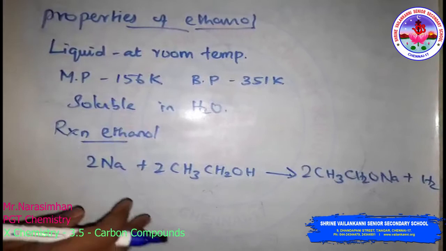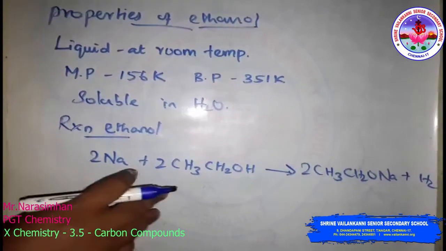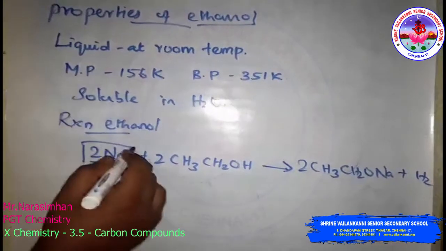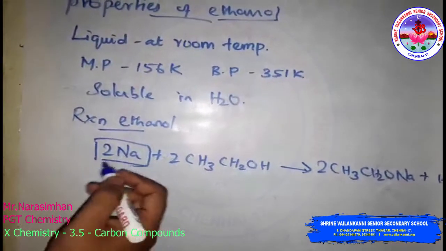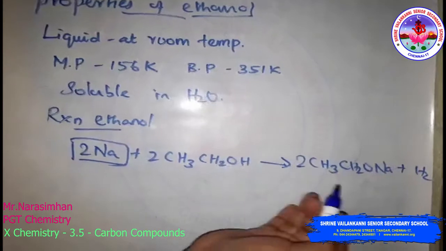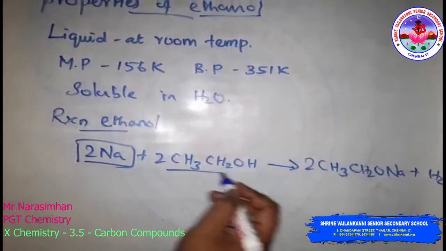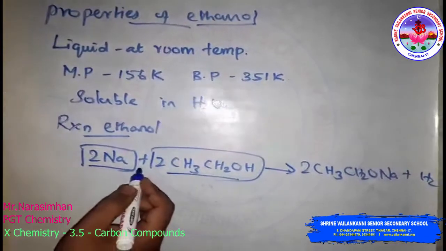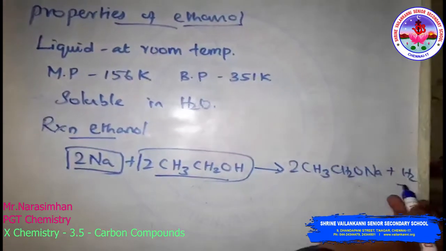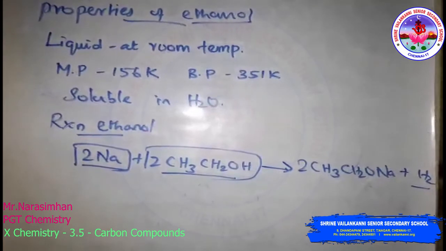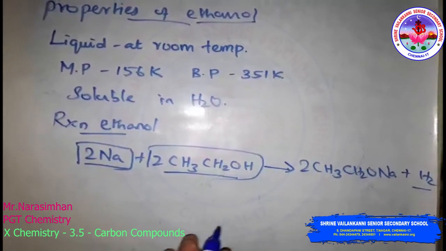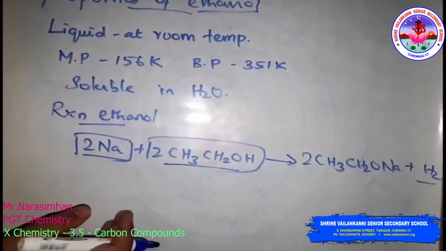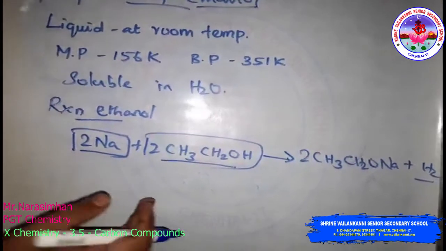That means, usually highly reactive metals react with water and produce hydrogen gas. In addition, alcohols also react with such highly reactive metals to produce hydrogen gas. Then alcohols with hot concentrated acid form an unsaturated compound.